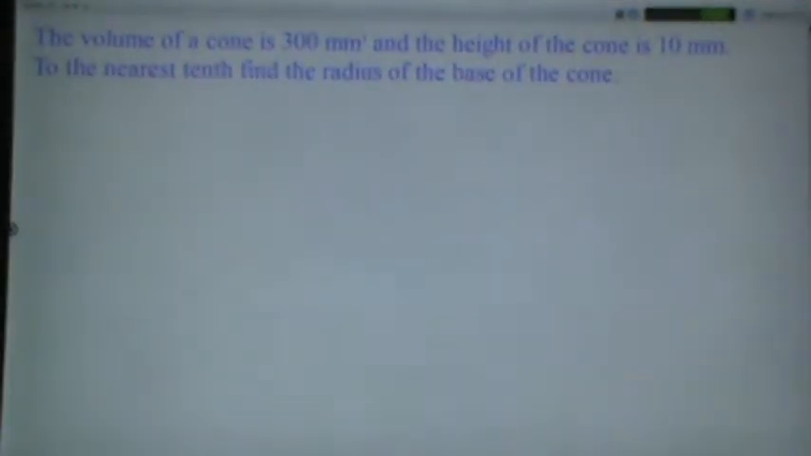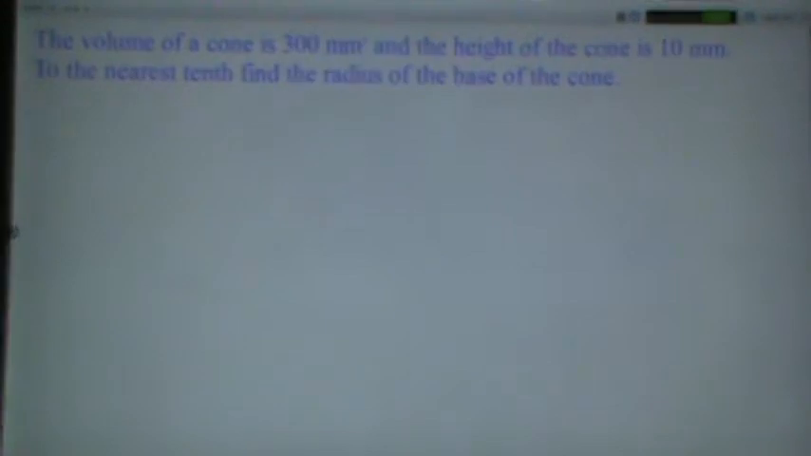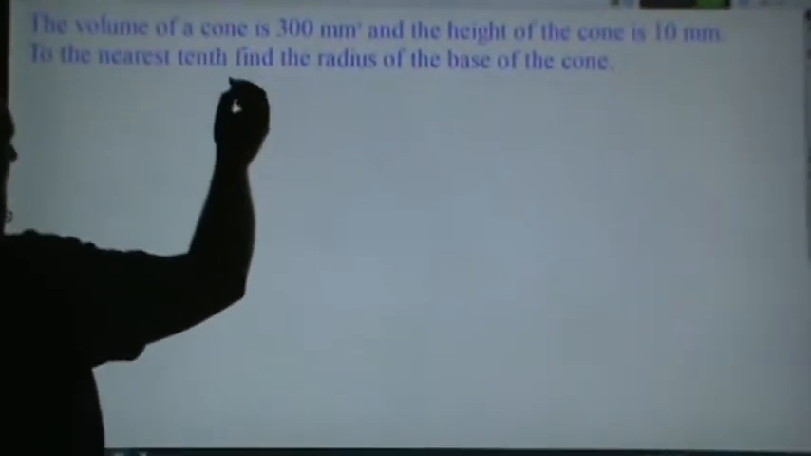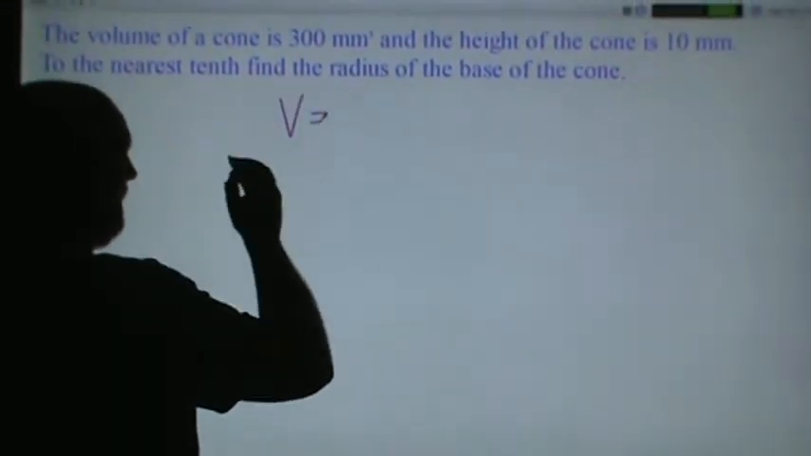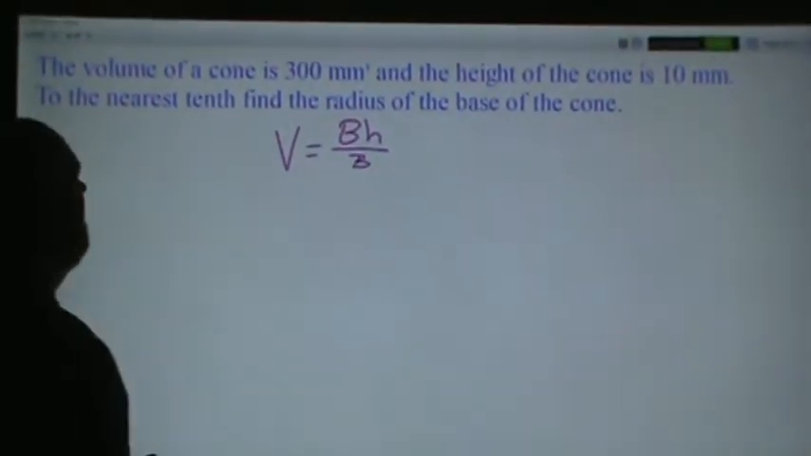The volume of a cone is 300 millimeters cubed, and the height of the cone is 10 millimeters. To the nearest tenth, find the radius of the base of the cone. So I'm going to use the volume formula. Volume for a cone, because it has one base, is area of the base times height divided by 3.